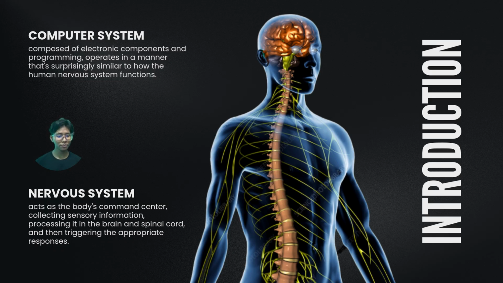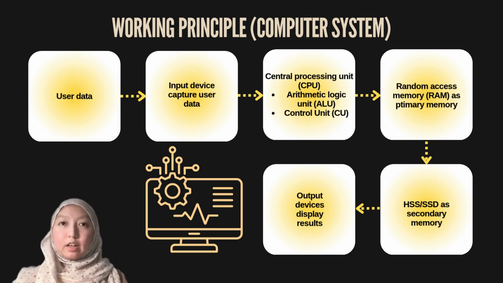For the first part, introduction, I'm going to talk about the computer system. What is a computer system? It is composed of electronic components and programming, and operates in a manner that's surprisingly similar to how the human nervous system functions. And how about the nervous system? It acts as the body's command center, collecting sensory information, processing it in the brain and spinal cord, and then triggering the appropriate responses. A computer system works by processing data through a series of connected components.